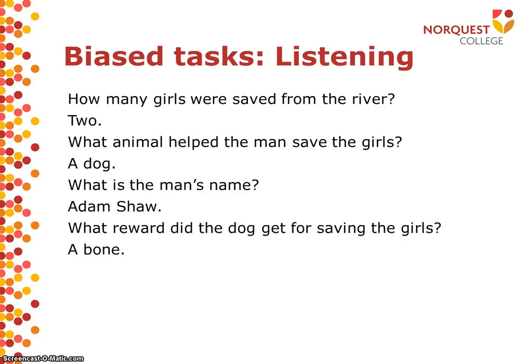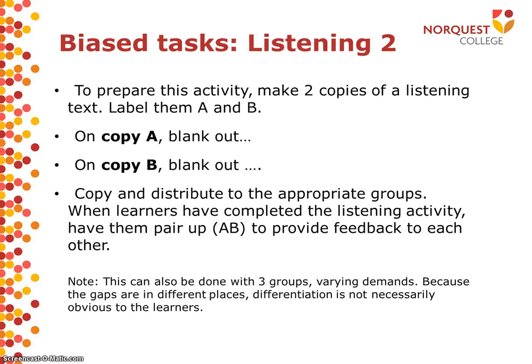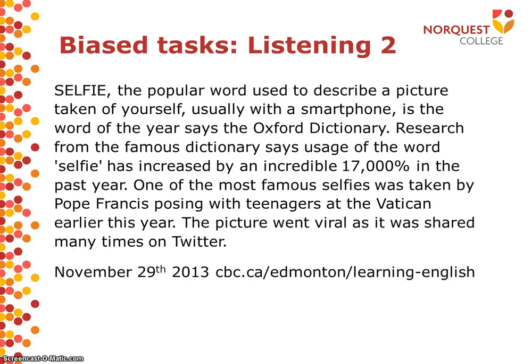Here are the questions. So for task A, the lower level learners would simply get the questions and have to answer very simple, straightforward questions. The higher level learners would get the answer and have to formulate the question, a much more challenging task. Another example of a biased task where you take the same text and you can have learners at two completely different levels working with it. Here is another short text. You can do this as a reading or a listening from Learning English with CBC about the word selfie.